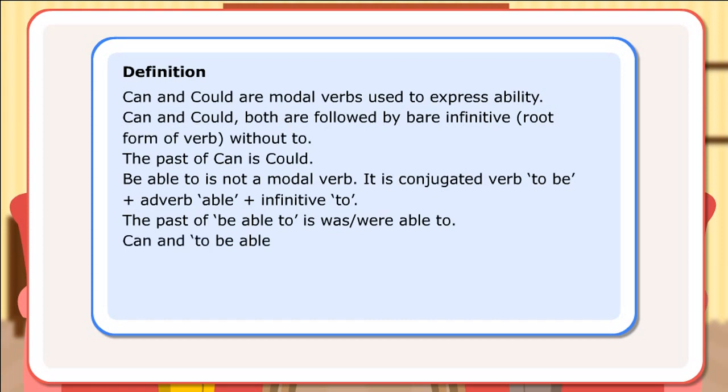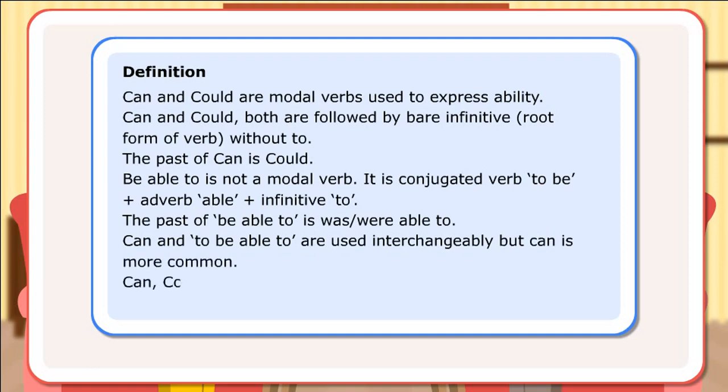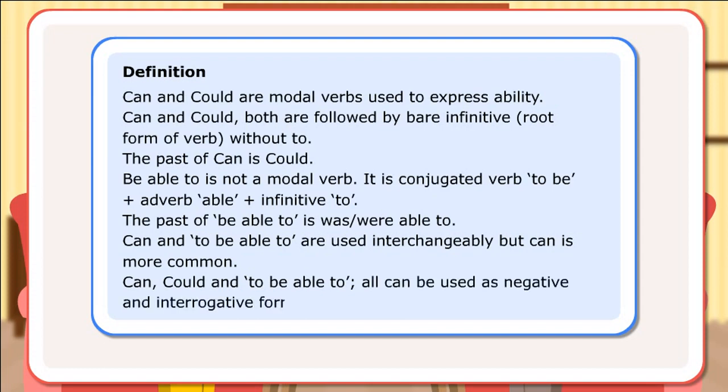Can and to be able to are used interchangeably, but can is more common. Can, could, and to be able to all can be used in negative and interrogative forms. Let us look at these sentences.